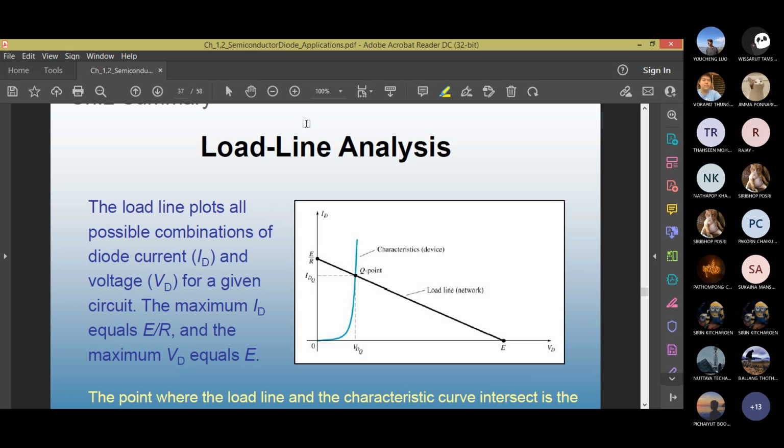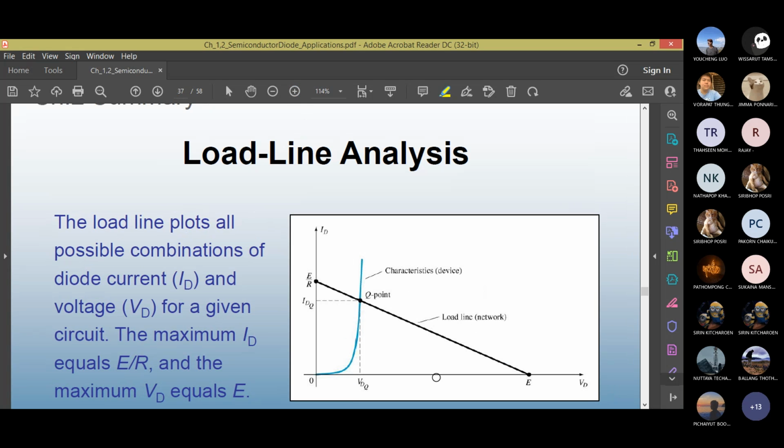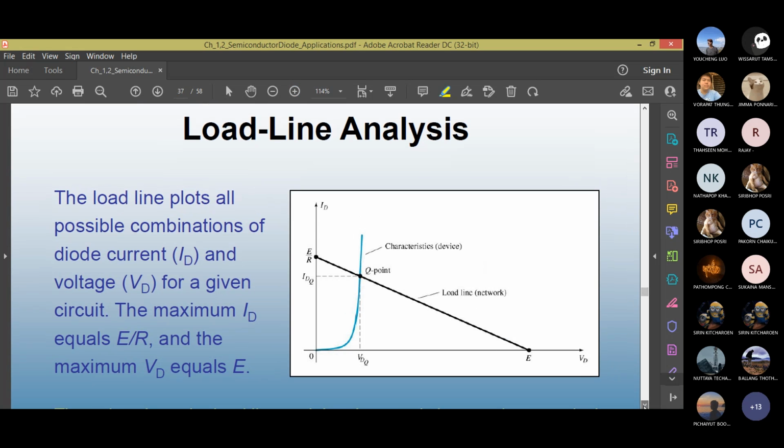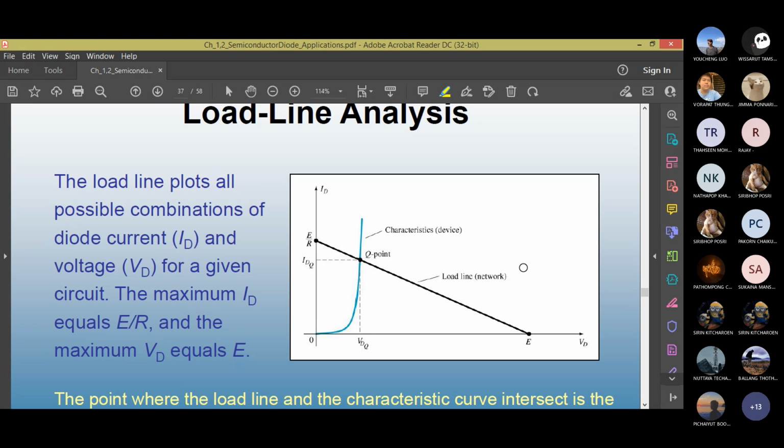Load line analysis is the beginning of the techniques that we use to analyze circuits. The picture shows you a graph which is ID versus VD. ID is here, as I circle, the y-axis, the diode current. VD is the diode forward voltage. Do you recognize the blue curve? What is the blue curve?